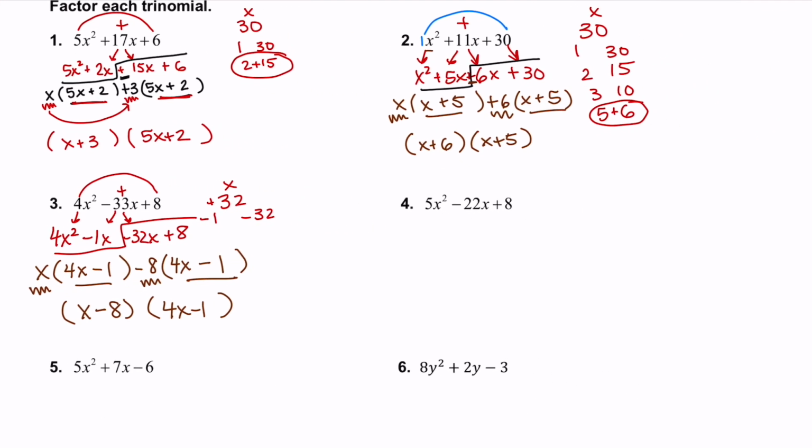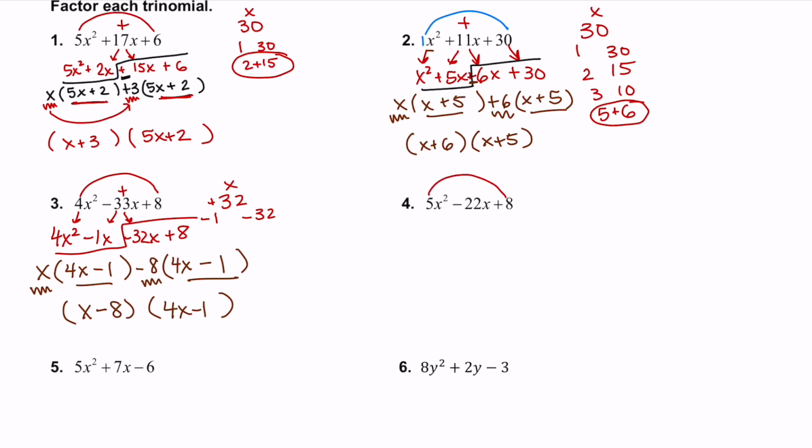Number 4, we have 5. 8 times 5 is 40. We're looking for two things that multiply to 40 and add to negative 22. So I've got 1 and 40, 2 and 20. 1 plus 40 is 41, and 2 plus 20 is 22, but I'm looking for a negative 22. So if I make both of these negative, a negative 2 times a negative 20 is a positive 40, and a negative 2 plus a negative 20 is a negative 22. So those are the two numbers we're going to uncombine here.